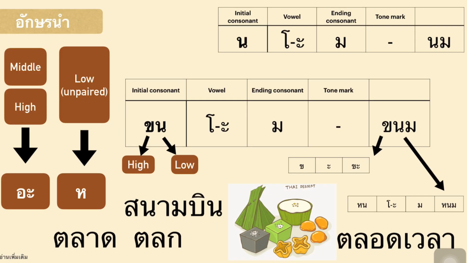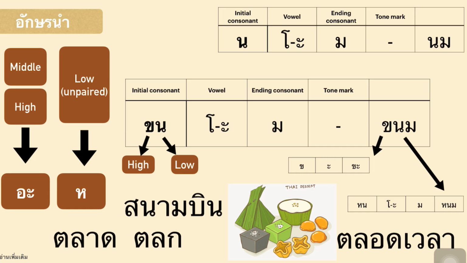So we're going to start with the first rule. This is the first and the most common one. If you find the rest of the video a bit overwhelming, you can just study this one, because chances are the words that you come across will follow this rule. If the first letter belongs to the middle class or the high class, and the second letter is in the unpaired low class group, what you do is the first letter is read with an a sound.